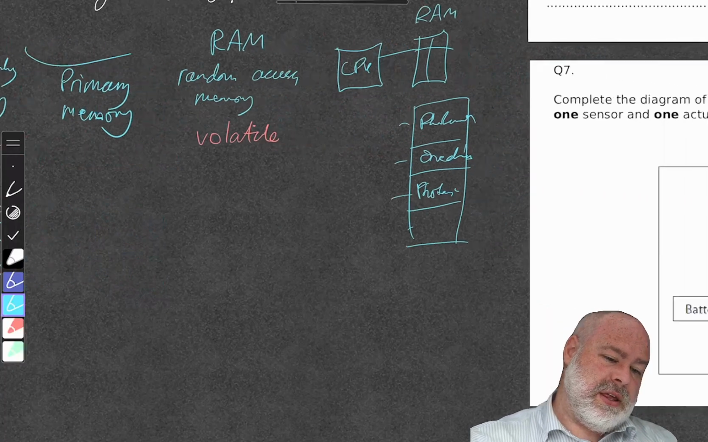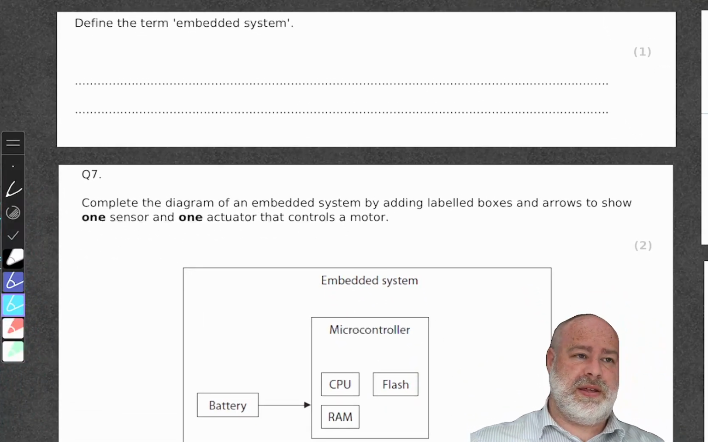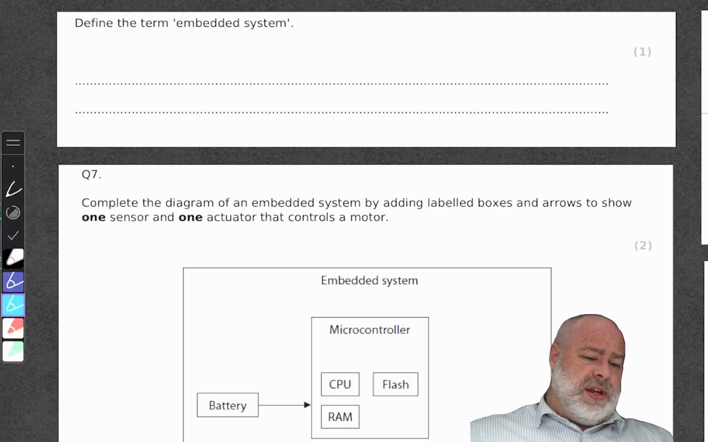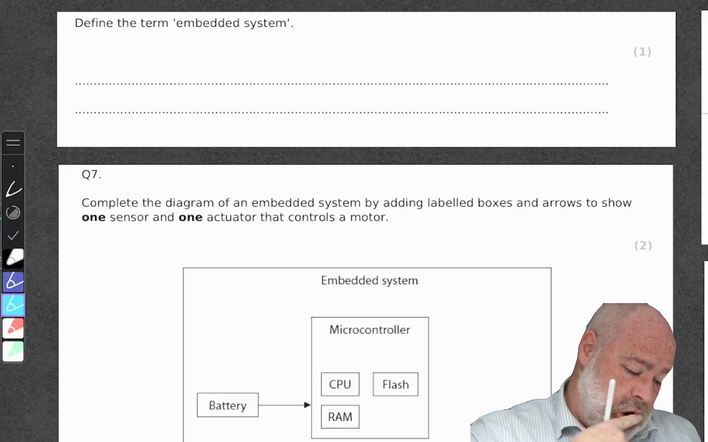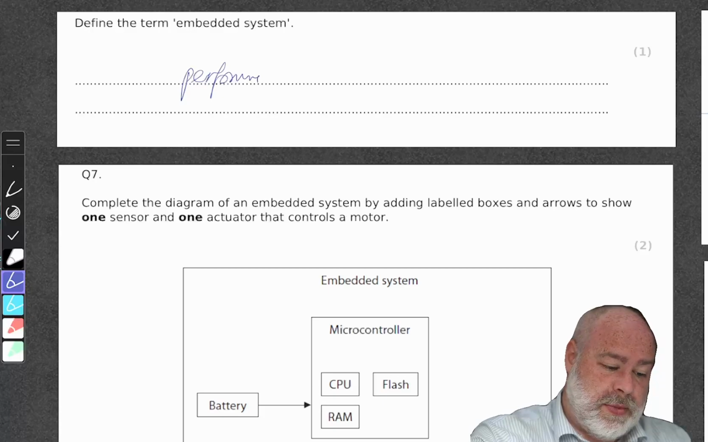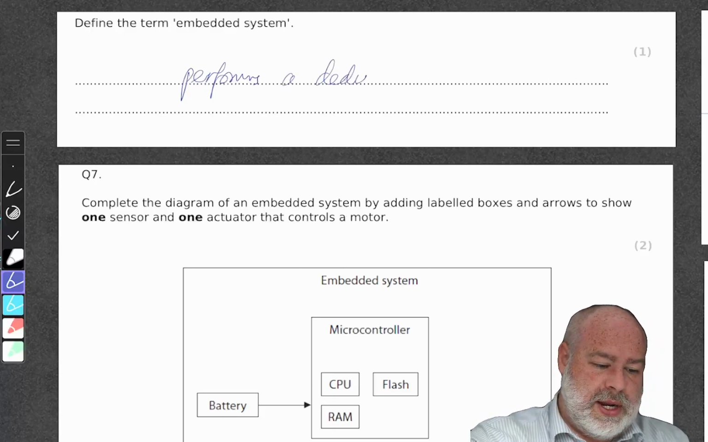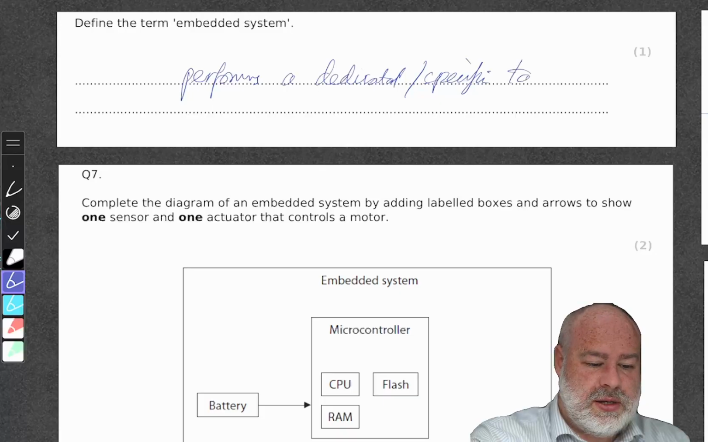Okay, so let's have a look at some exam style questions. To define the term embedded system, what would you actually write in an exam? It's just one thing, so it's just a definition. I think the easiest thing to do here would be to say: performs a dedicated, specific task.